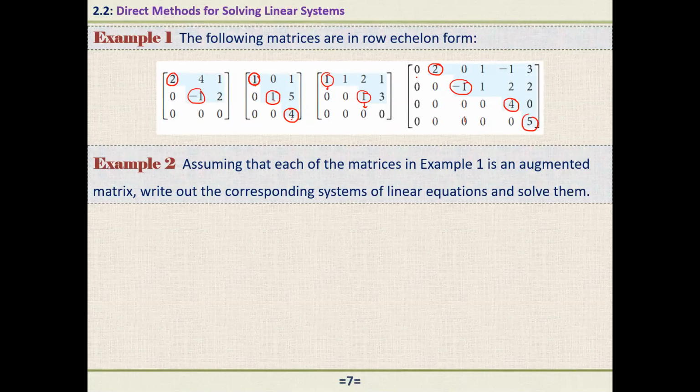As you see here, it looks like a stair, right? From here, and row here, and row here. That's why it is called row echelon form. How about here, something like this?